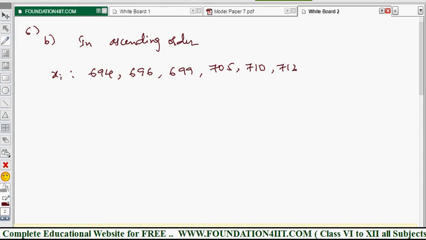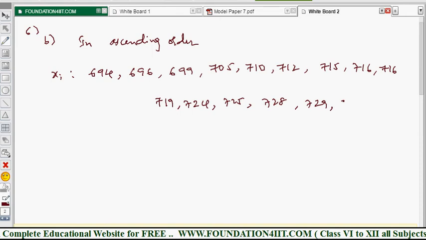710, 712, 715, 716, and this occurs 2 times, so 716 you write the same again. Then 719, 724, 725, 728, 729, 734, and 745 is the biggest number. These are the total 16. So n is equal to 16.